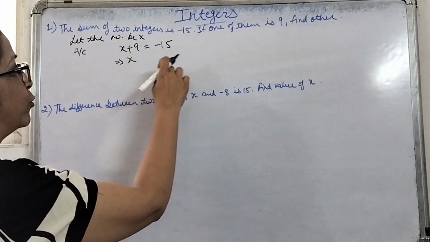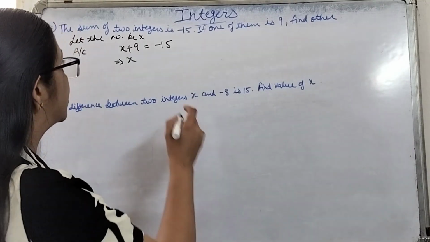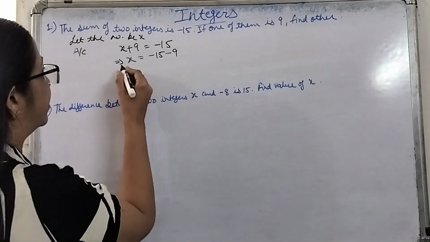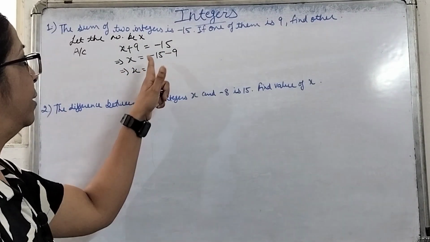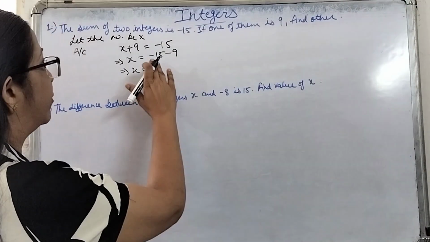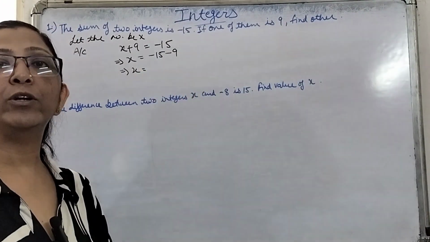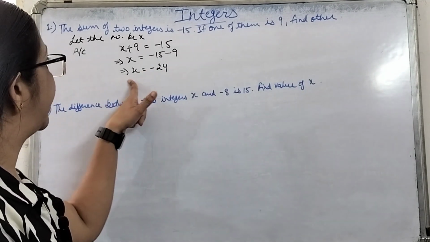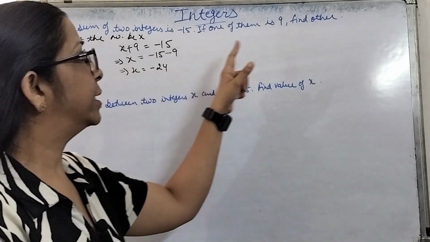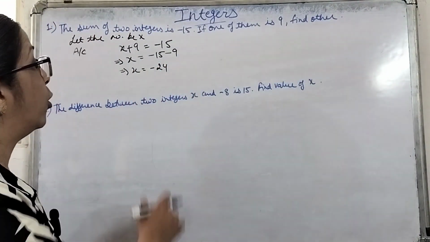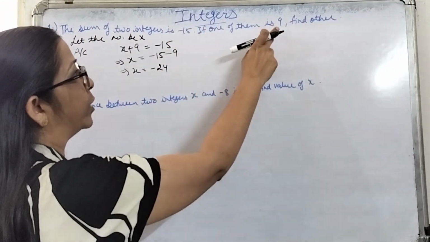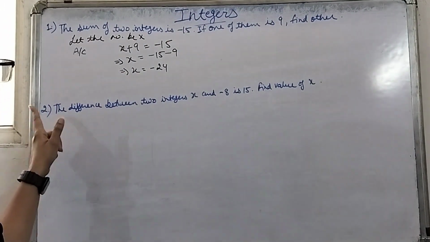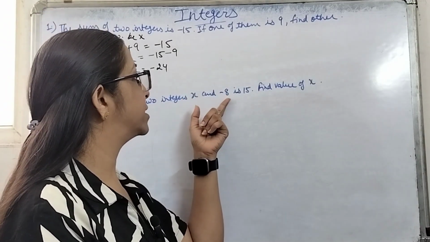It is positive 9. It will go to the RHS. It will become negative 9. So x is equivalent to minus 15. This positive 9 will turn to minus 9. So the value of x is minus 15 minus 9. If we add these two, 15 and 9, it will be 24, because both are negative. So it will be minus 24. So the value of x will be minus 24, or we can say the other number is minus 24. Or we can say, if we add minus 24 and 9, the sum will be minus 15.